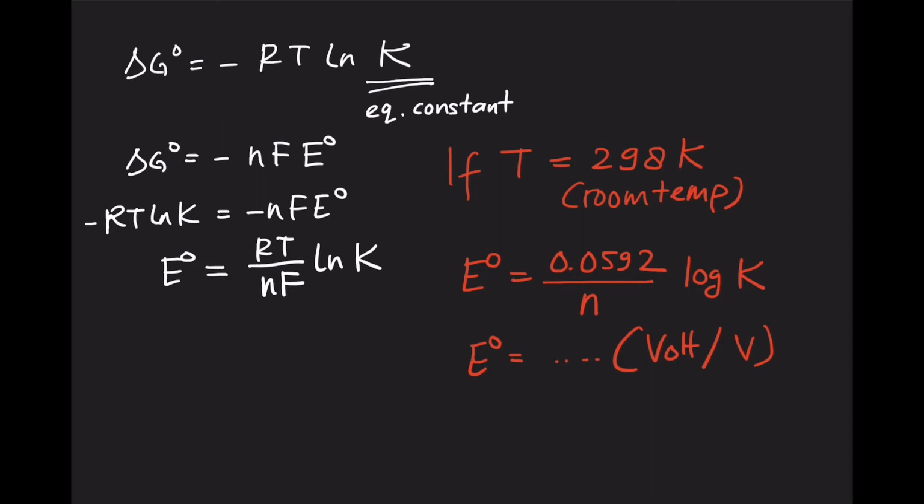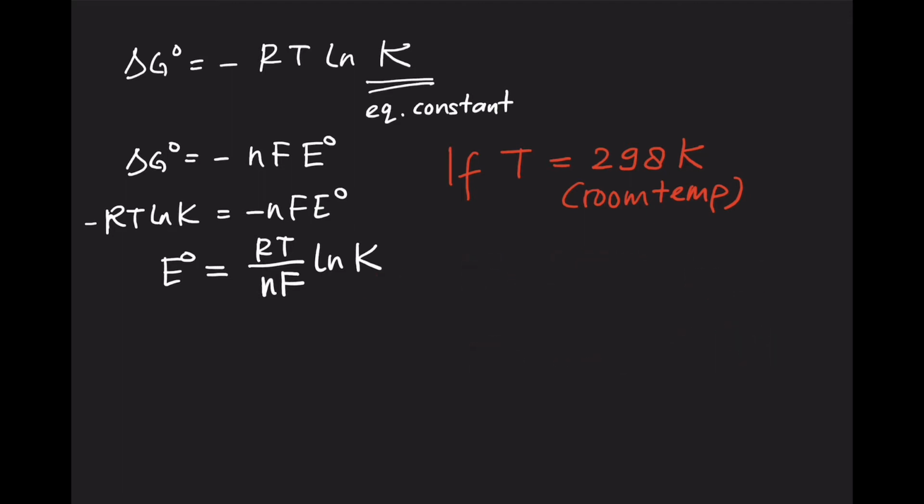And now in this chapter, we study that delta G0 is equal to minus nFE0. Therefore, if we combine these two equations, we will get that E0 is equal to RT divided by nF ln K. R is the ideal gas constant, T is temperature in Kelvin, n is the number of electrons involved or transferred in the redox reaction, F is the Faraday constant, and K is the equilibrium constant that correlates with the redox reaction.